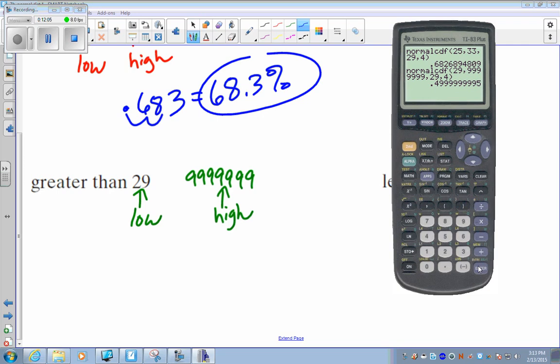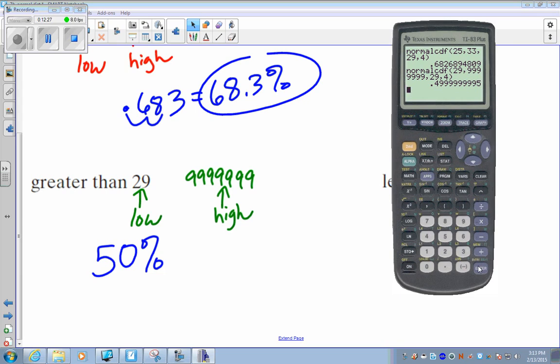So 50% of the data, which makes sense. If the mean is 29, half the data has to be above the mean. Mean is in the middle. Mean is also, in a standard deviation or a normal curve, the same thing as mode, it's the same thing as median. So if it's the mean, it has to be in the middle.